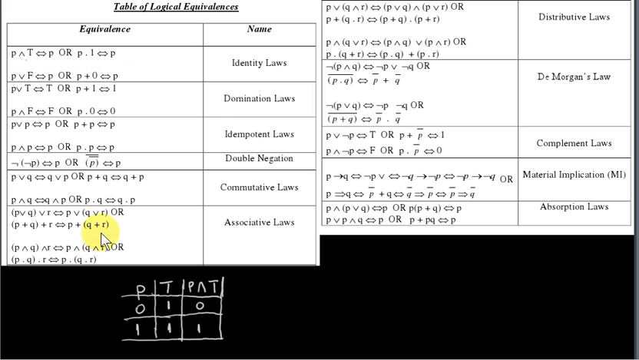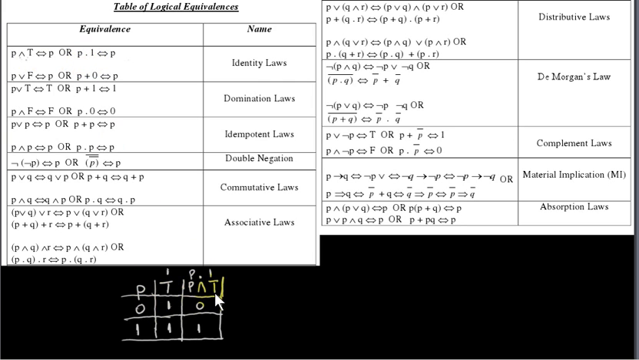Here I have a truth table for the first identity law. Proposition P has two values, 0 or 1. T, which we can also denote by 1, just has the value 1. So we want to look at these two combinations, 0 with 1 and 1 with 1. For this column we have P and T, which we can write as P dot T or P dot 1 if we like. So we have the two ways to show these.